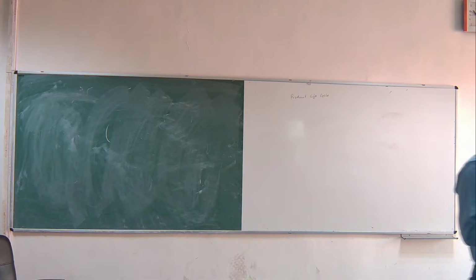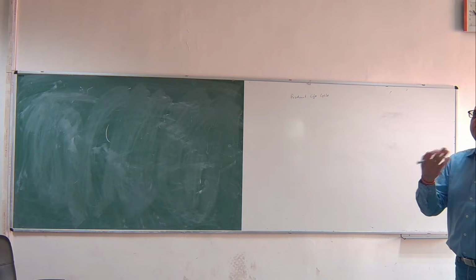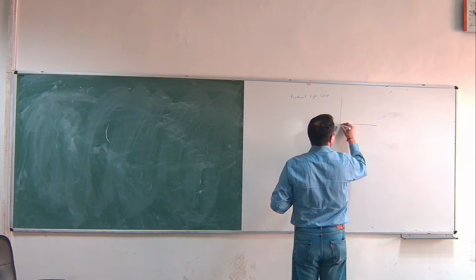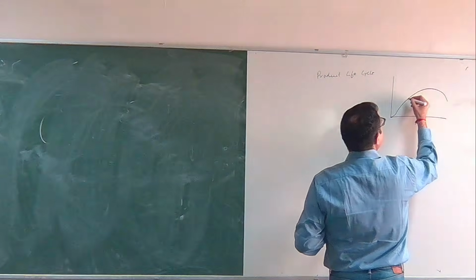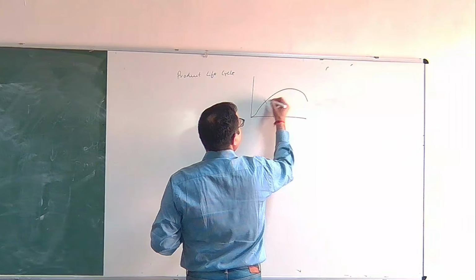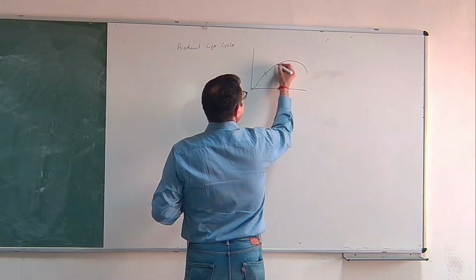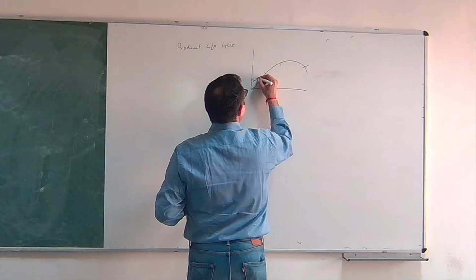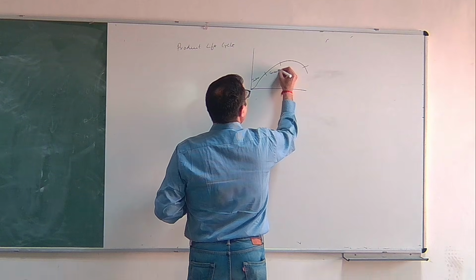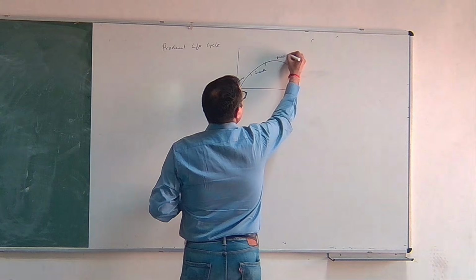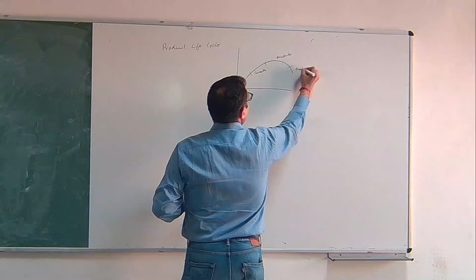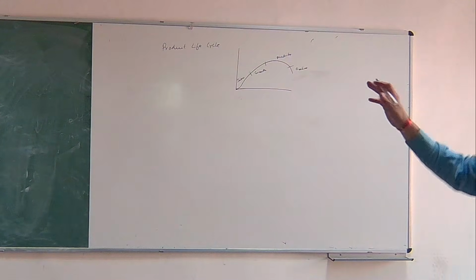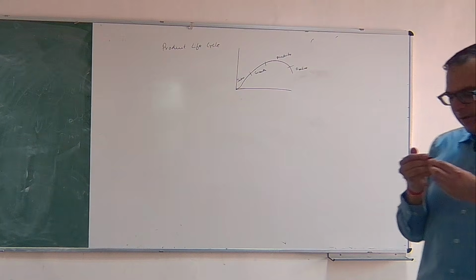A product life cycle. Every product has a life, like a human being has a life, and this is the way we look at it. So you can divide it into four stages. So this is the intro, growth, maturity, and decline. Now, sorry, my handwriting is very beautiful. Please accept it.